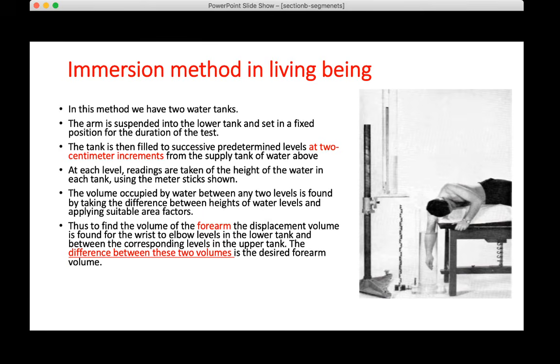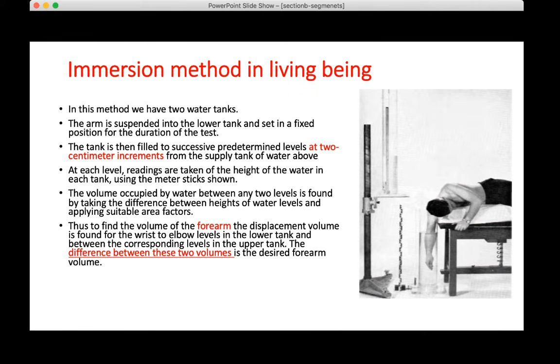Now this technique of immersion was further improved for use in living beings. So we can use the immersion technique in living beings also. After these cadaver studies they switched to living beings, meaning you can measure the parameters of a live athlete. The idea was the same, but they made a modification in the apparatus. So what is the apparatus for this? You can see in front of you, on the right side, the photograph of the apparatus, and in this photograph you can see they are basically measuring the volume of his forearm.